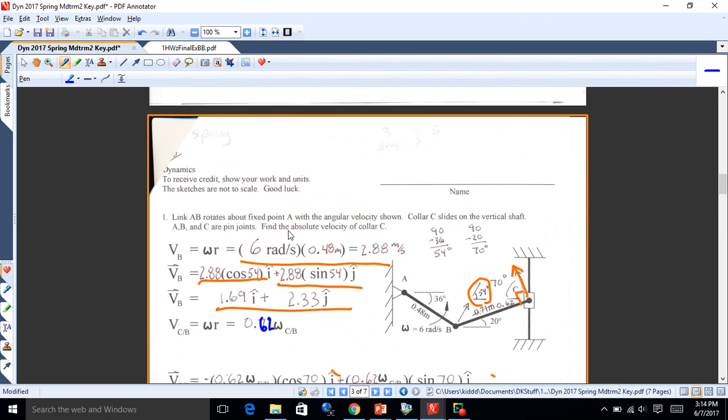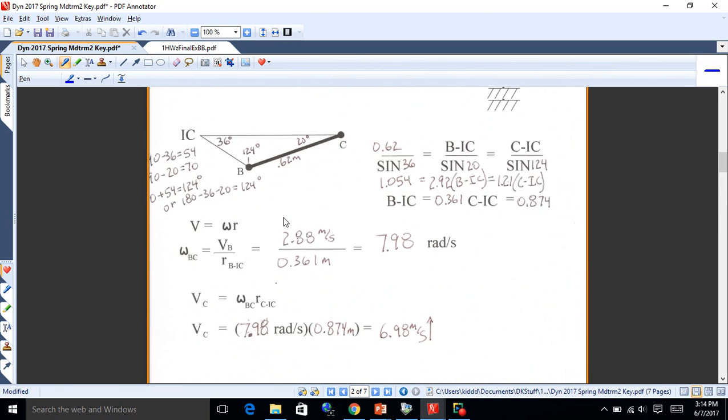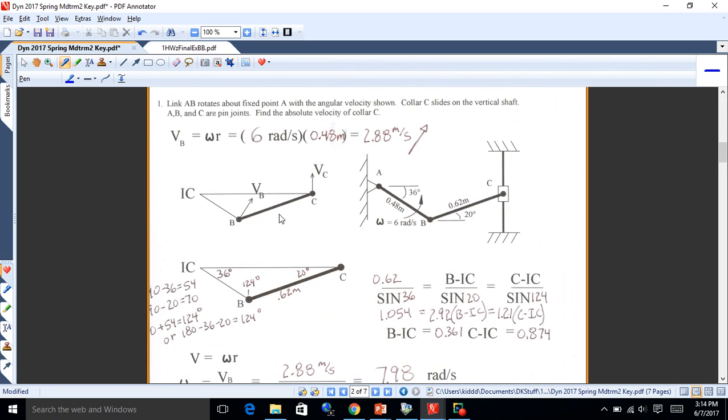And then the last method, you could do it with that instantaneous center if you liked. You'd find the velocity of B, and what that is, omega r, 6 times 0.48. So that's 2.88 meters per second for VB.